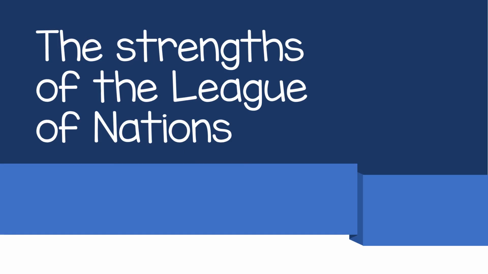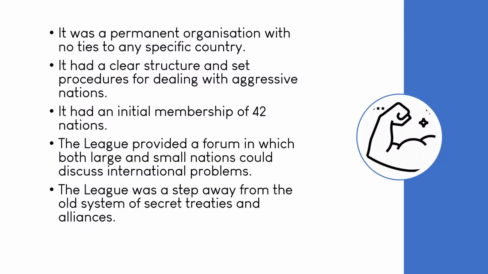As we saw in the video, the League of Nations represented a new era in world diplomacy and international agreements. And this new organization had some strengths, which we will look into. First of all, the League of Nations, as the video showed you, was a permanent organization which did not have any ties to any specific country. So this means that it could work in a more independent way.